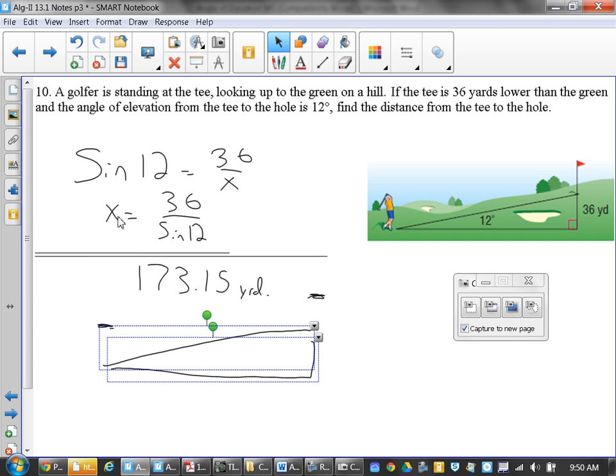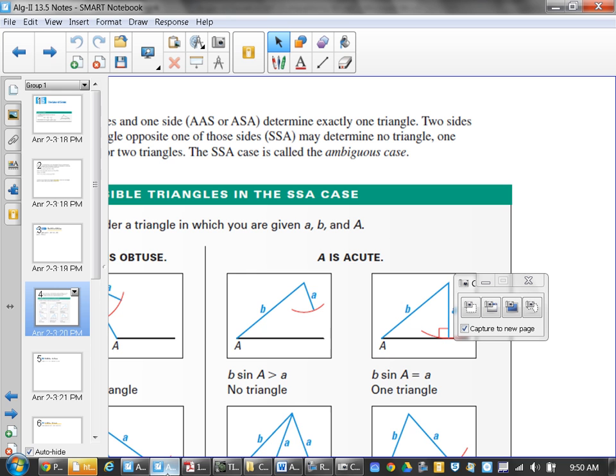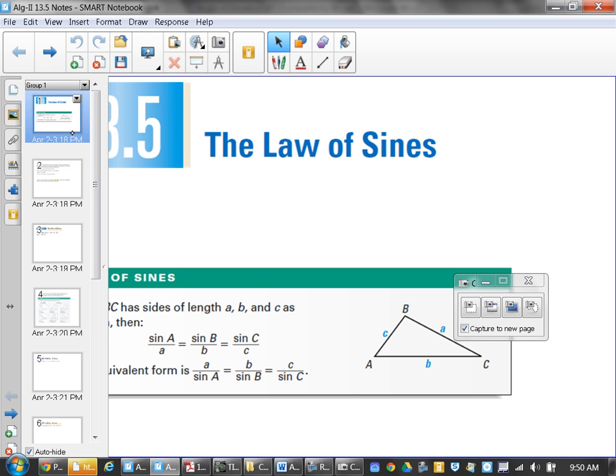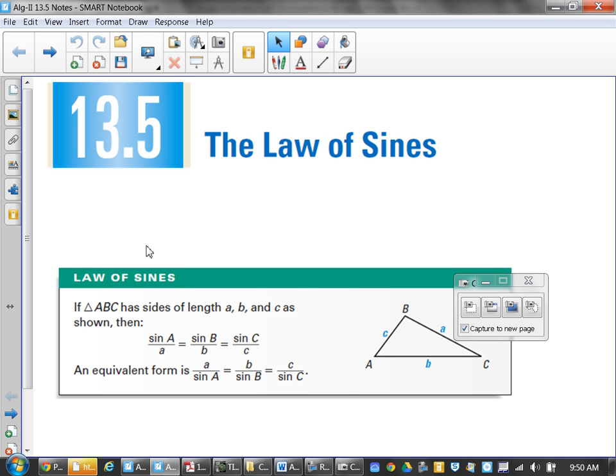All right, let's look at law of sines then. Law of sines. Wait, is this the same? We're jumping into 2 things today. We're going to talk about law of sines as well.